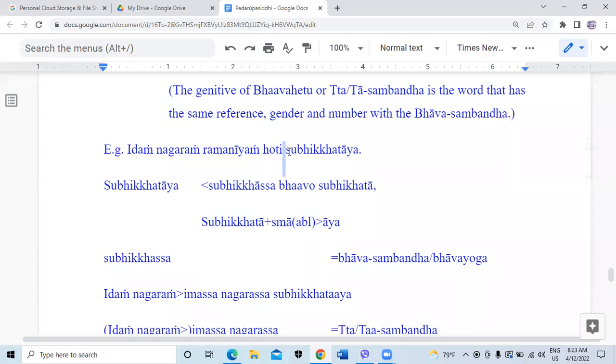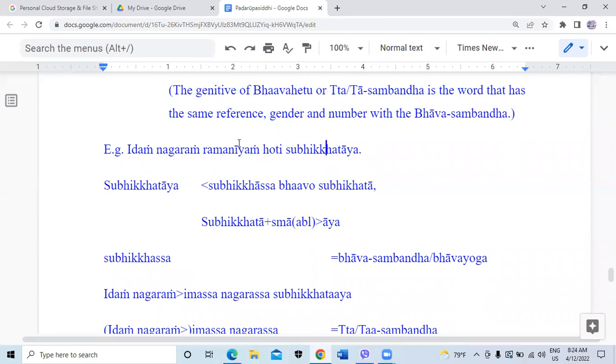Okay, so this Subhikataya is the reason why this town is pleasant. This Subhikataya is related to Idanagaran. Ramaniya is just an adjective word. It is not a noun word. Noun words are more important in a sentence. Adjective words must modify noun words. So that's why Idanagaran should be the genitive, or Sambandha, or Tata Sambandha, or Subhikataya.